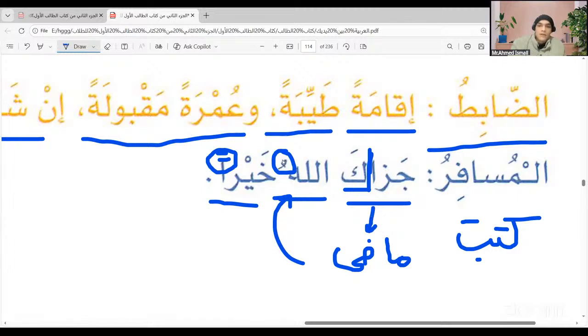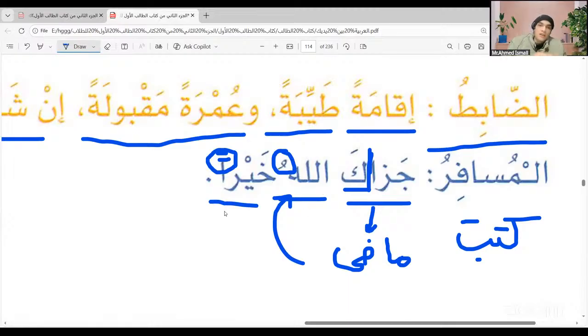So here we have the fa'il of it. Who will reward you? I'm saying jazaka. Okay, who will reward him? Allah Azza wa Jal. So Allah Azza wa Jal will be the doer of the action, the doer of this reward. So in Jazakallahu, Allah Azza wa Jal is the fa'il here. This word here is the fa'il, the doer.